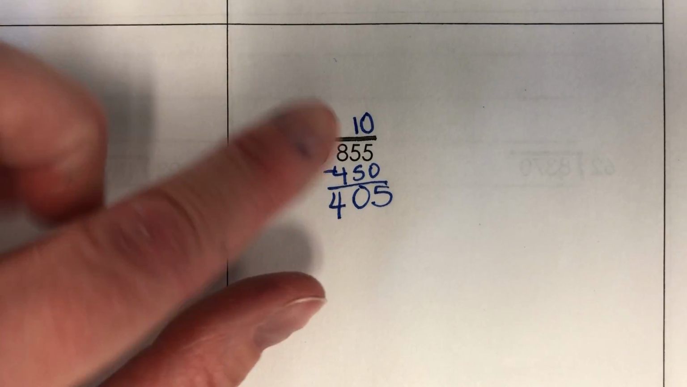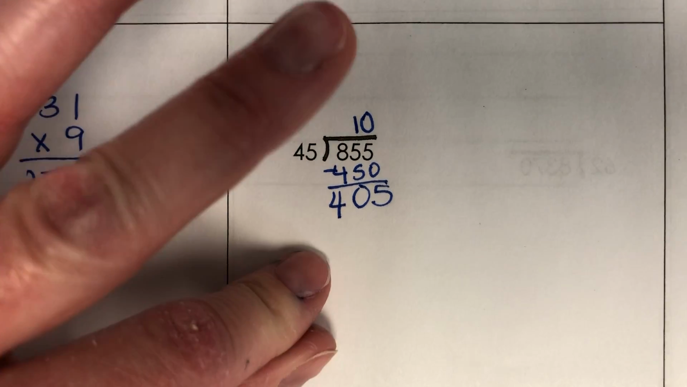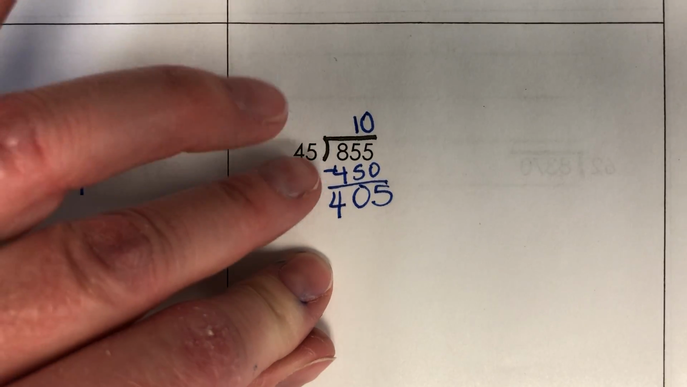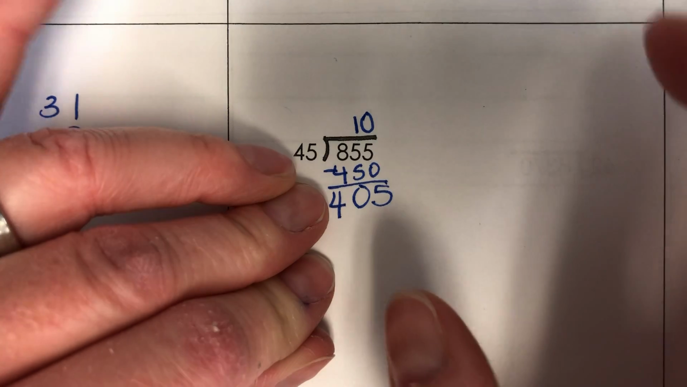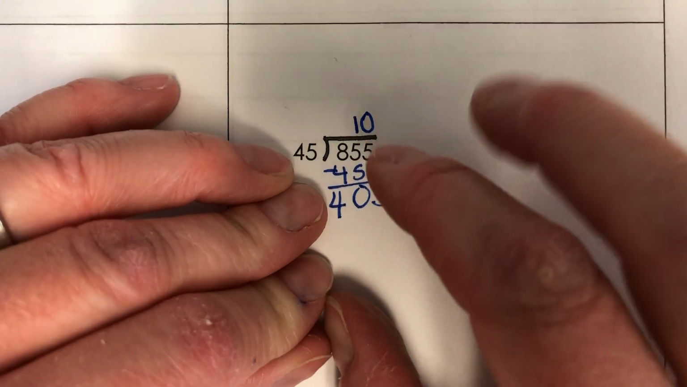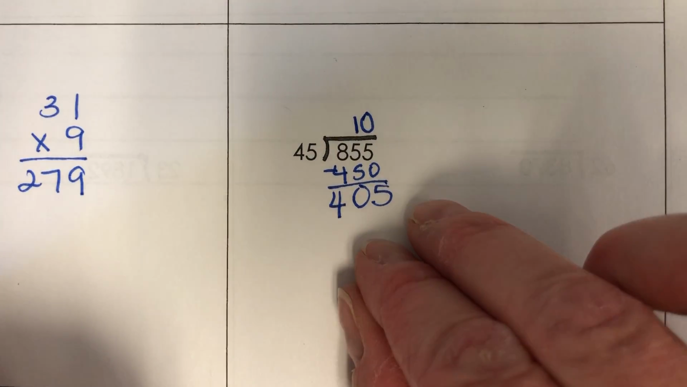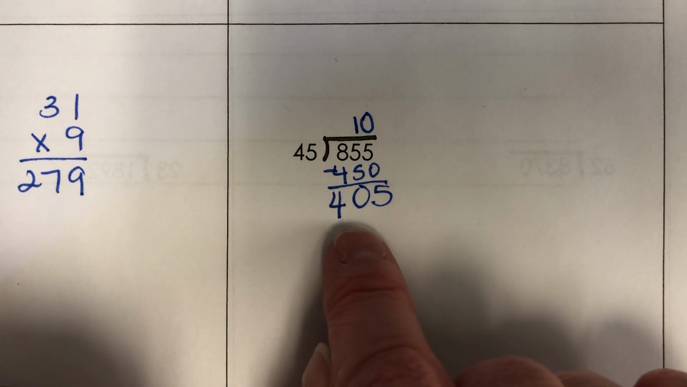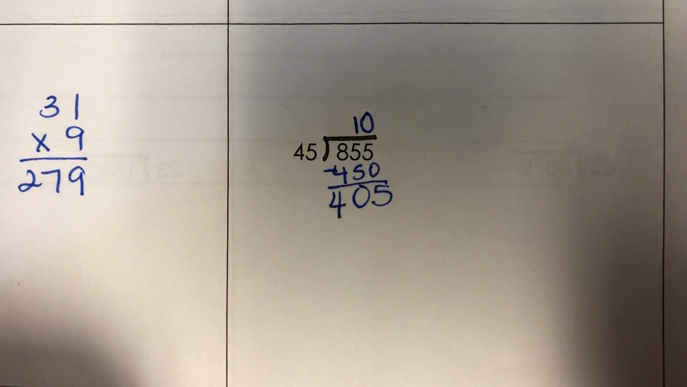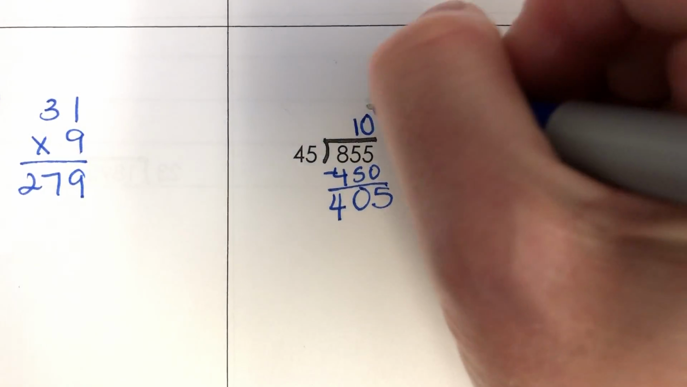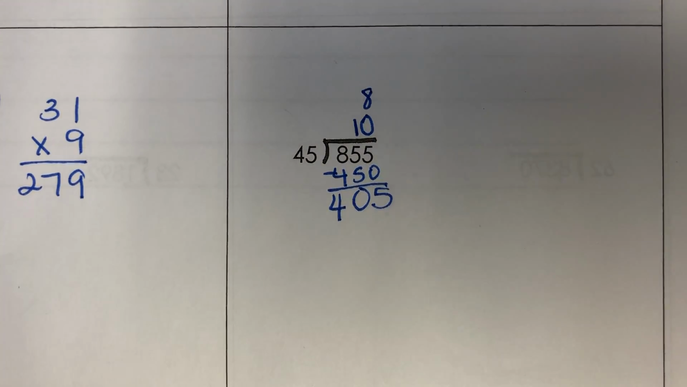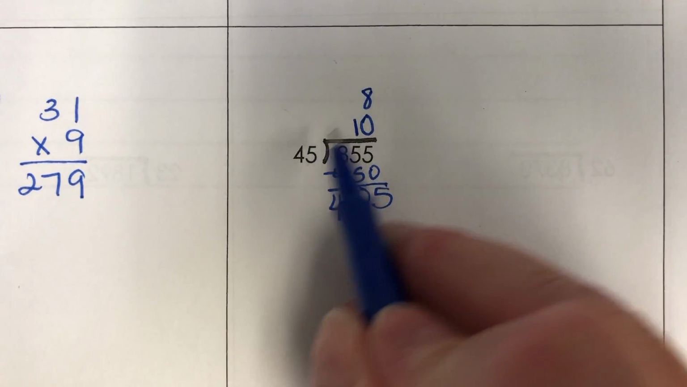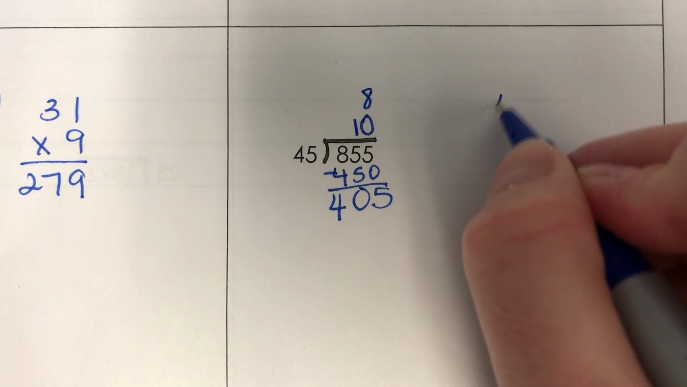Well, in 100, aren't there 2 50s? So in 200, there would be 4. And in 300, there would be 6. And in 400, there would be 8. So I know that there would be 8 50s in 400. So I'm going to try 8.